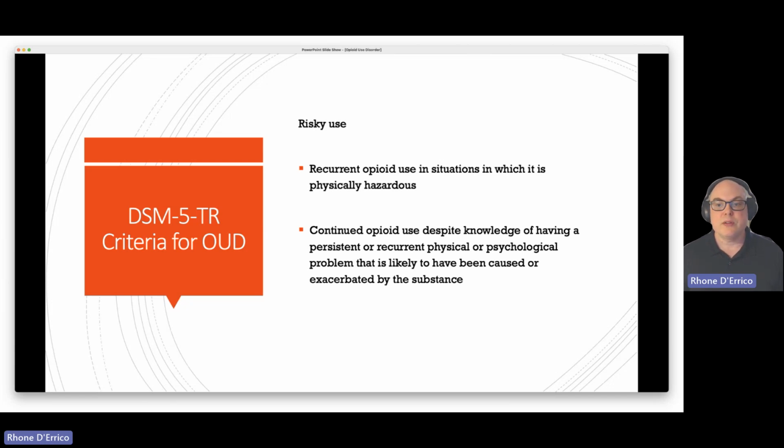Likewise, there is continued opioid use despite knowledge of having a persistent or recurrent physical or psychological problem that's likely to have been caused or exacerbated by the substance. That means if the person has an illness related to opioid use but keeps using, that's a criteria.